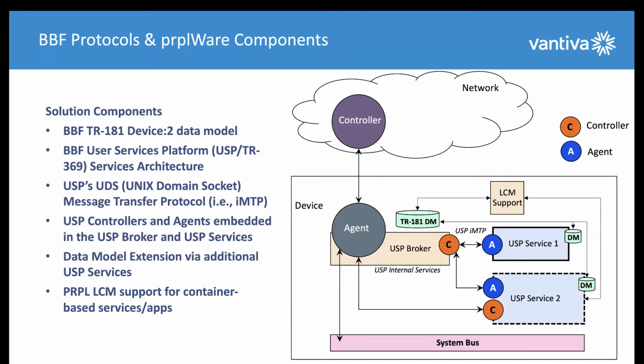The next part is actually kind of a sub-part of the service architecture, but it's the Unix domain socket message transfer protocol, or IMTP. The I is for internal, but more formally, it's called the Unix domain socket, or UDS MTP. This is what's going to enable internal communications within the device.